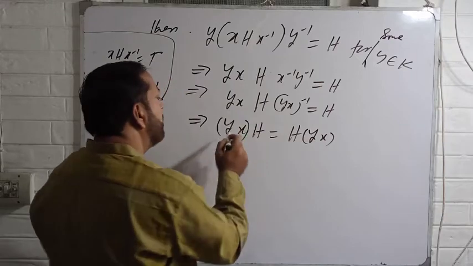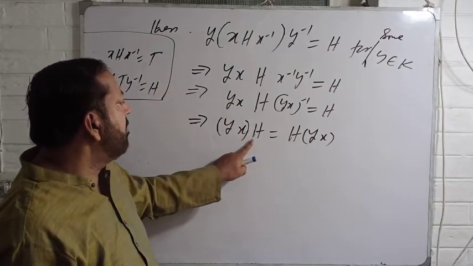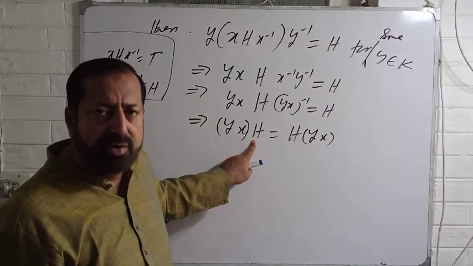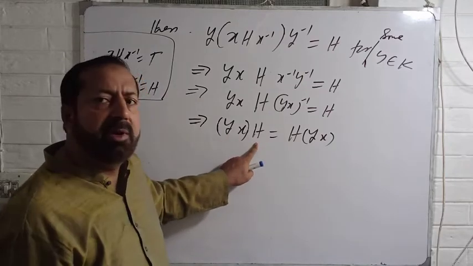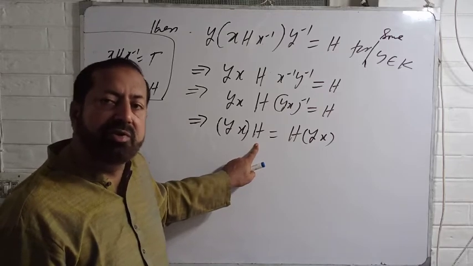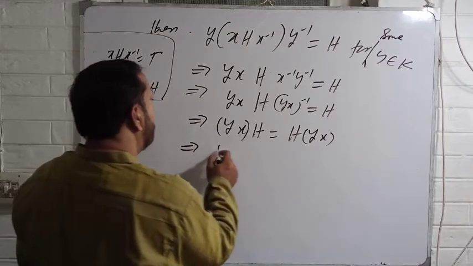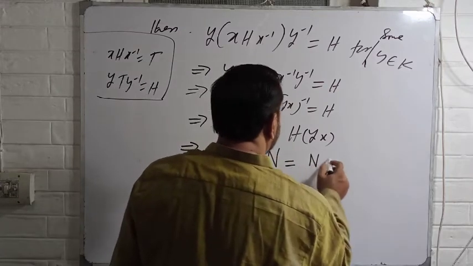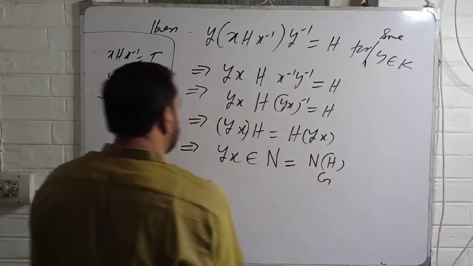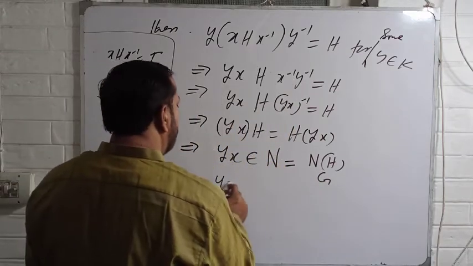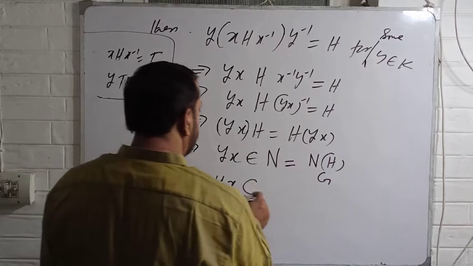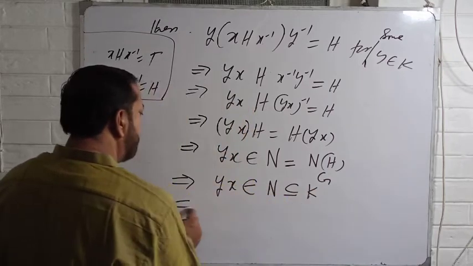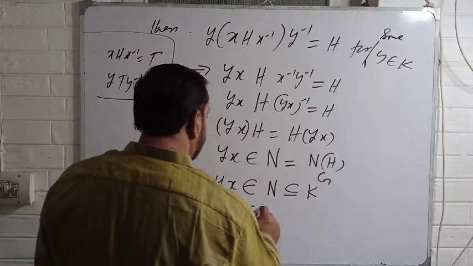Say this is an element. Look at here. So yx is permuting with the elements of capital H. This means that yx is an element of the normalizer of H in G. This implies yx belongs to capital N, which is equal to N_G(H). So this implies yx belongs to capital N, which was contained in K. So this implies yx belongs to K.